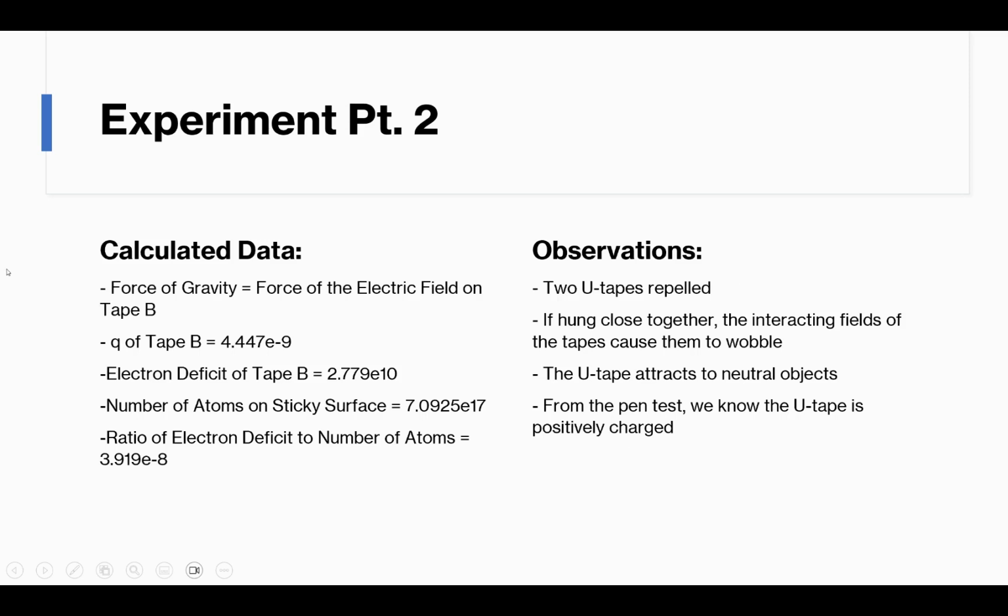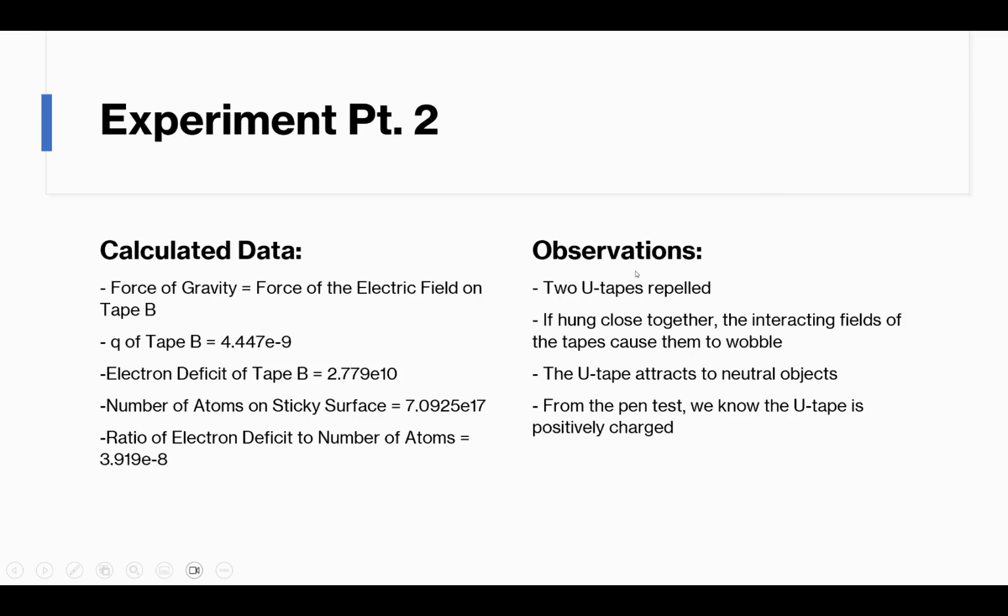Continuing on, the calculated data from the experiment: the force of gravity had to equal the force of the electric field on tape B, which meant the charge of tape B was 4.447 times 10 to the negative 9th coulombs. The electron deficit of tape B was 2.779 times 10 to the 10th electrons. The number of atoms on the sticky surface of the tape was 7 times 10 to the 17th. The ratio of the electron deficit to the number of atoms on the sticky surface was about 3.9 times 10 to the negative 8th.